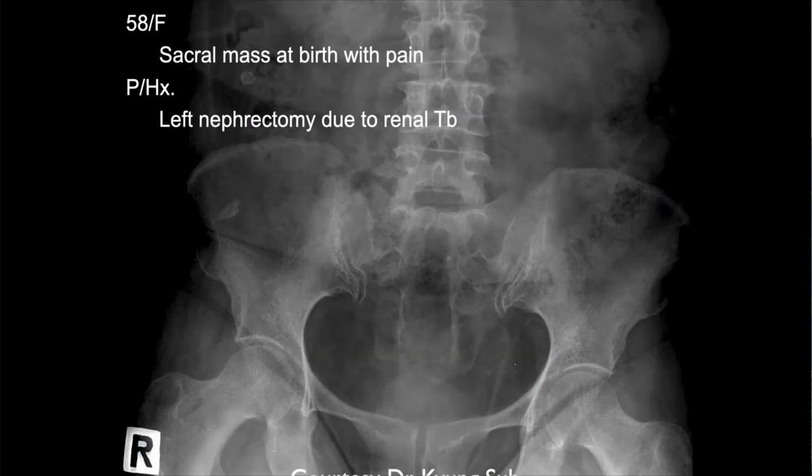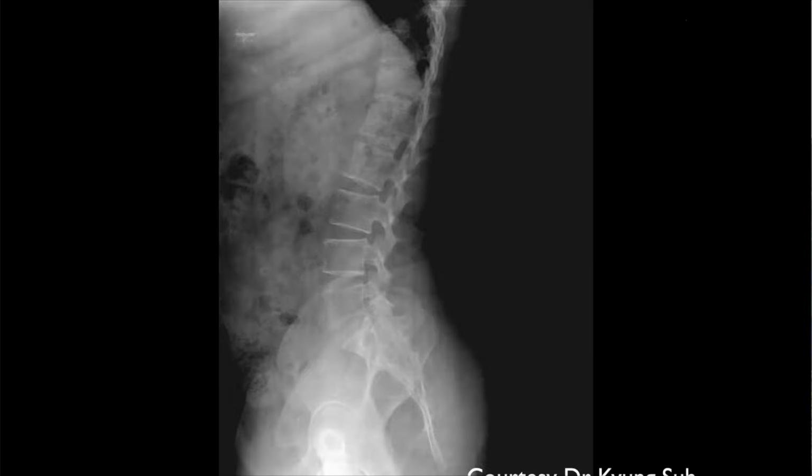Okay, Dan. 58-year-old female with sacral mass at birth with pain. Past medical history of left nephrectomy due to renal TB. AP pelvic radiograph. Not really seeing much. I guess there's like, what is that? I feel like I've seen that before in a book, but I can't remember what that is.